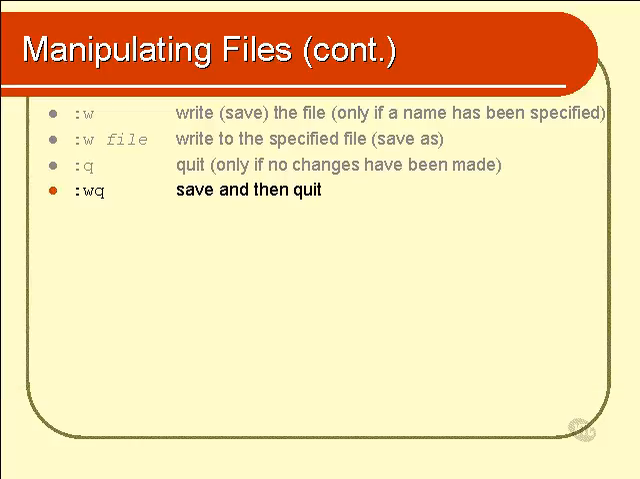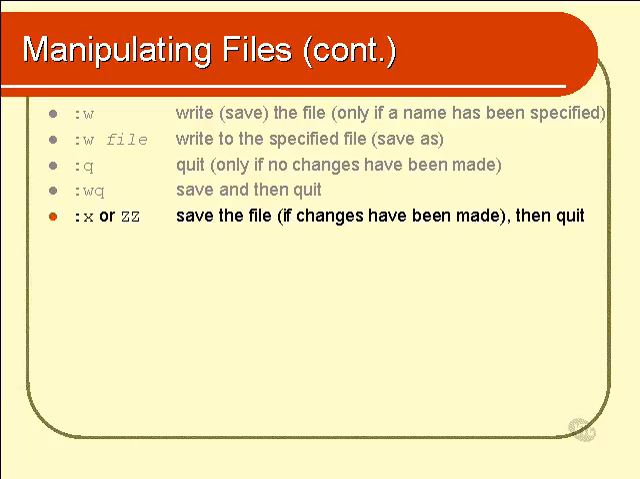The next option on our list is :x or ZZ, capital Z. Now notice those are capital Z's, not lowercase z's, and notice also that you don't put a colon before either of the Z's. This is supposed to be one of the more user-friendly ways of exiting Vi, but I personally don't like it. What it does is it saves the file if you've made any changes, and then quits. And if you haven't made any changes, then it doesn't bother saving the file, it just quits.